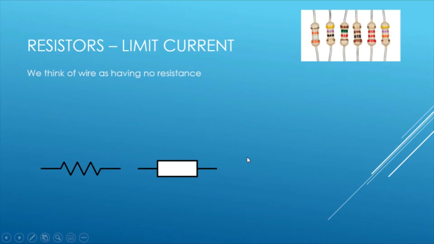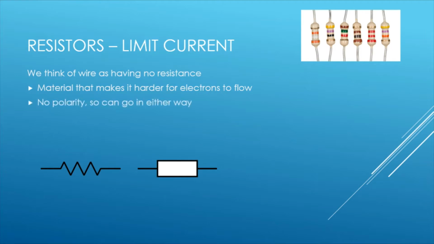We need to consider resistance, right? We need to limit the voltage. So if we want to use a higher power supply like that, we need to limit the current going through, right? Right now we think of wires, as we've seen before, having no resistance, and they pretty much do. Okay, and resistors look like this. They've got lots of colourful bands. And resistors are essentially made of a material that makes it harder for electrons to flow. Okay, they just limit the amount of current, they just resist it.